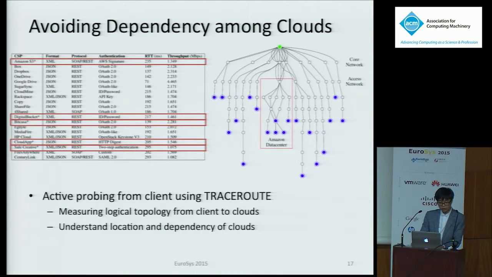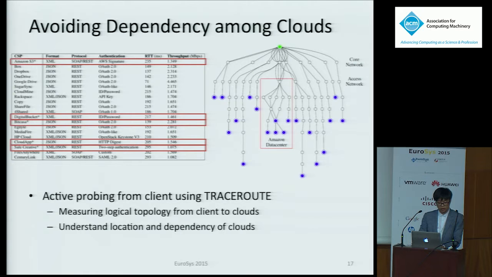Another practical issue is to detect the dependency among clouds. Some CSPs are deployed on other CSPs. For example, some clouds are deployed on Amazon. We detected that 4 cloud services among the 20 on this list are deployed on Amazon. In this case, there is a dependency of reliability: if Amazon has a failure, the other services may be affected.